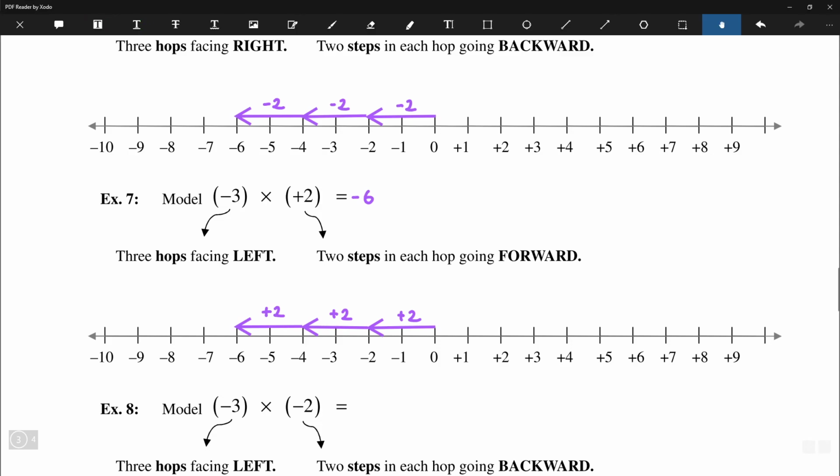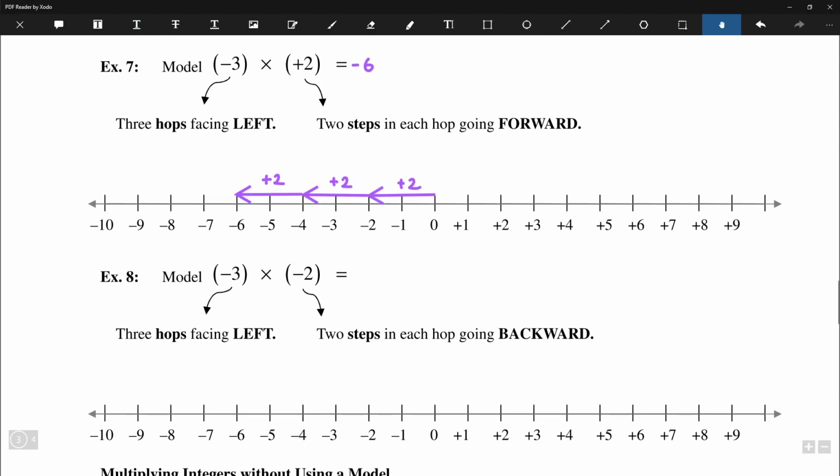And finally, what if both integers are negative? Then we have in example 8, 3 hops facing left and going backwards. So we're going to face to the left. But if we're hopping backwards, oops, sorry about that. It's going to go this way, 2, 4, and 6. Right, so it will take us to a product of positive 6.